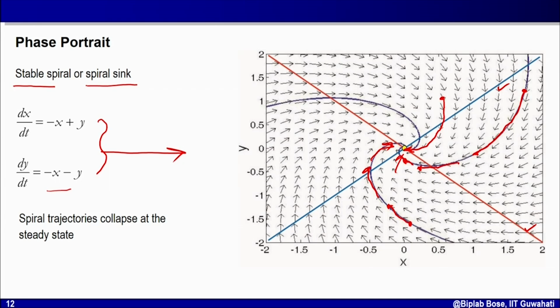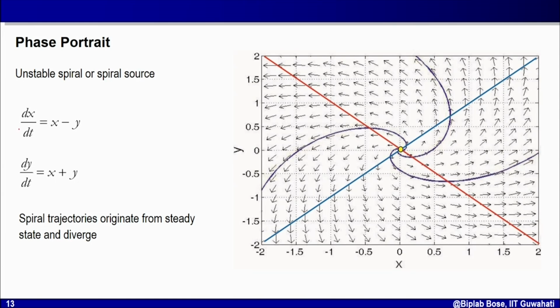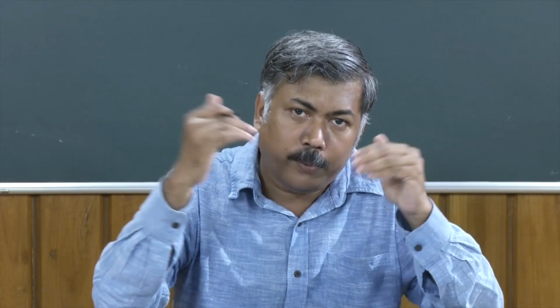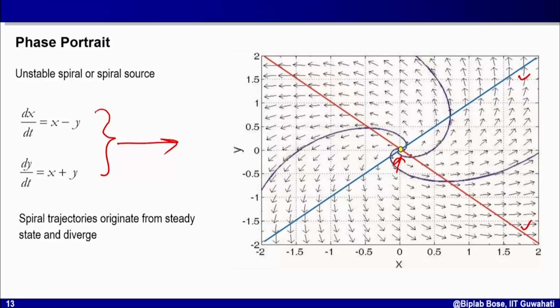What happens if you have an opposite one? Let us take an example. I have the ODEs dx/dt equal to x minus y and dy/dt equal to x plus y. These two ODEs give rise to this phase portrait. Again, these two colored lines are null lines and the intersection point is the steady state. In the earlier case, the trajectories were collapsing at the steady state. But look at this plot. Here, the arrows are moving away from the steady state.